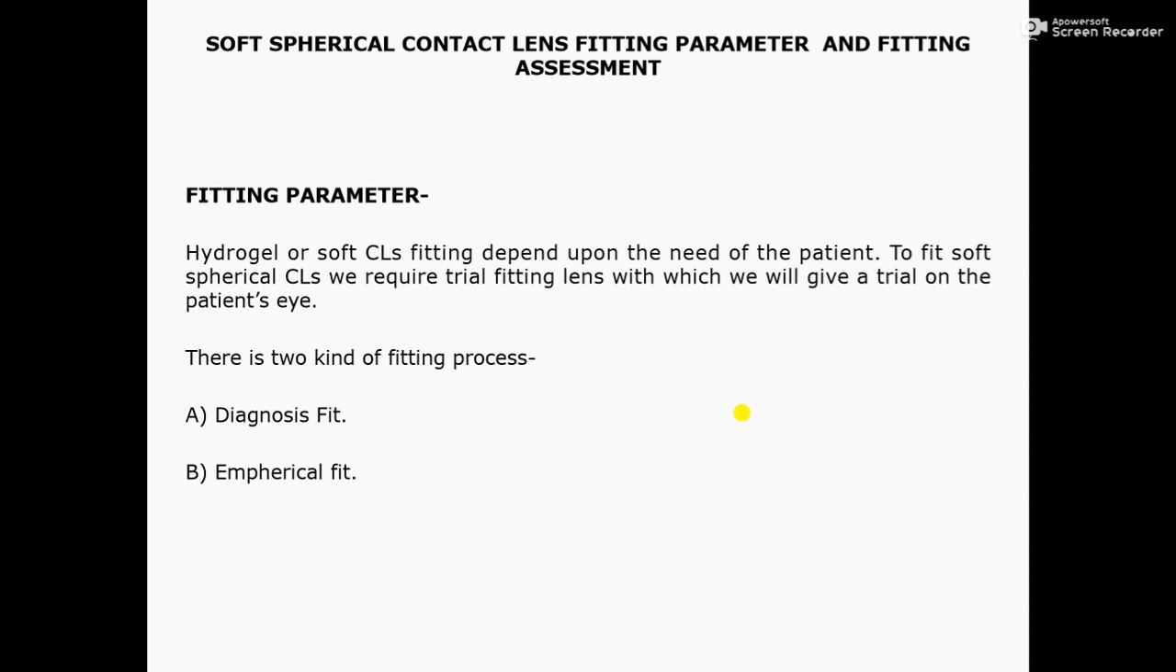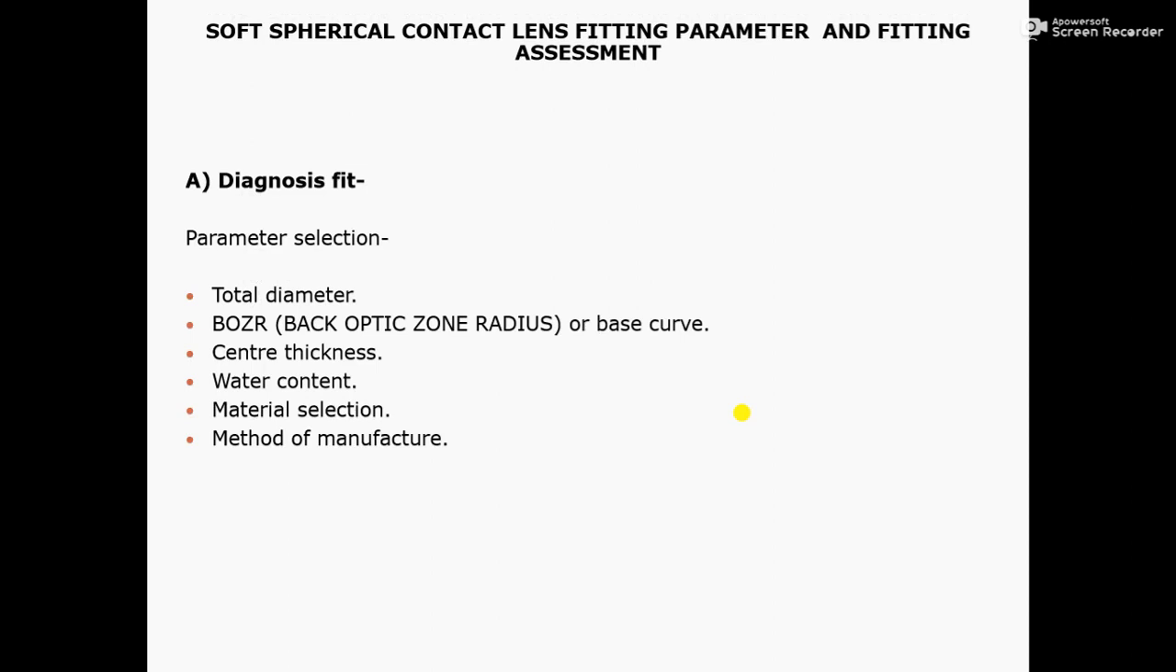When we advise a patient for contact lens, we need trial fitting of contact lens. Here, two kinds of fitting process are available: number one, diagnostic fit, and number two, empirical fit. For diagnostic fit, the parameter selections are: we will check the total diameter of the contact lens, the back optic zone radius or base curve, the central thickness, the water percentage, the material of the contact lens, and the method of contact lens manufacturing.